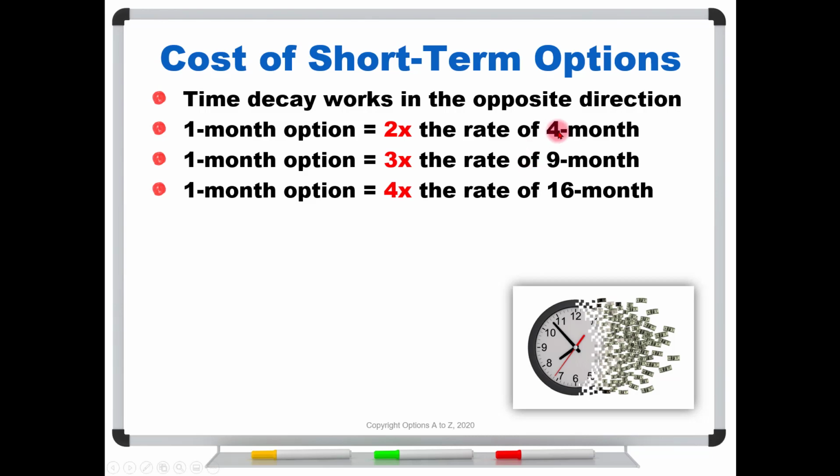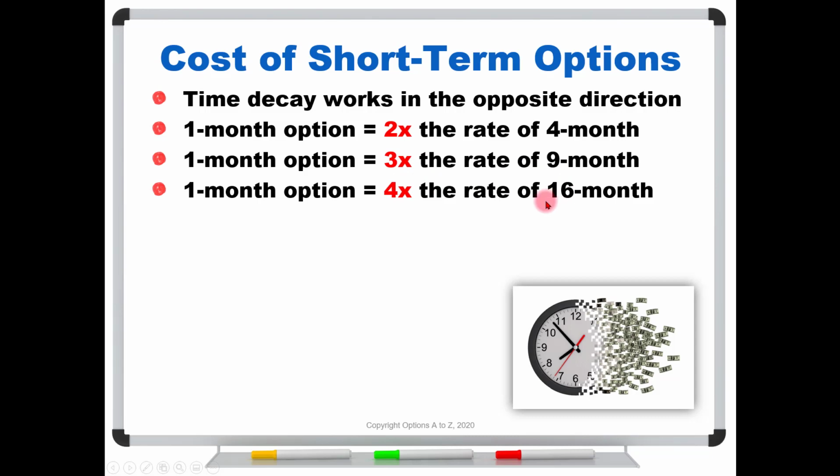And the way that I'm figuring that out, again, is just taking these square roots. Square root of 4 is 2. I know therefore that the 1-month option is going to decay at twice the rate. Or I could say that the 4-month is going to decay at half the rate. The 9-month option will decay at 1/3 the rate because the square root of 9 is 3. Square root of 16 is 4.